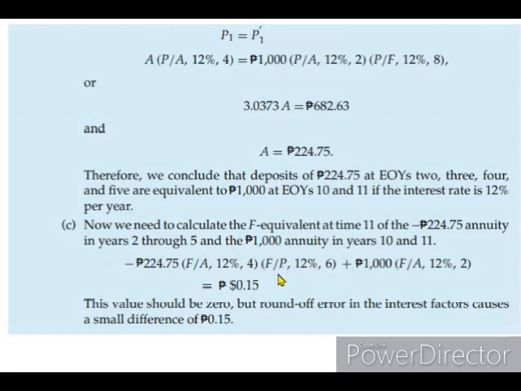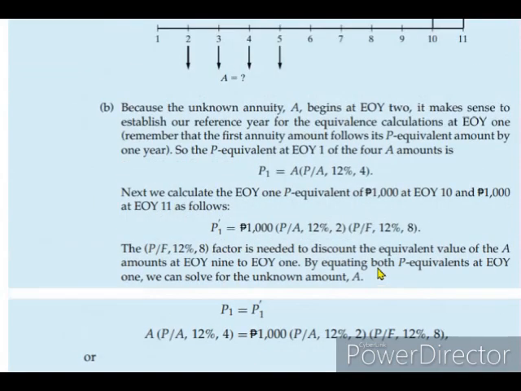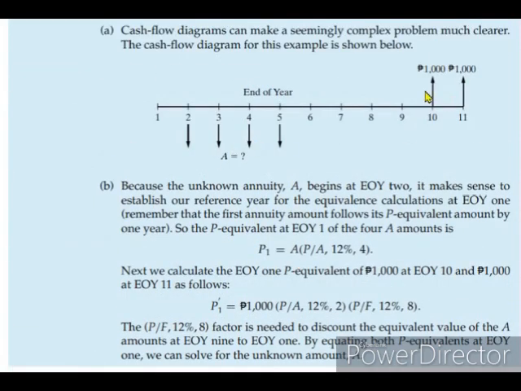Kasi, hanapin din natin yung future amount niya given P. Okay? Kaya nga pinagdikit sila. Ayun, pinagdikit. Plus, pa-plus natin ngayon yung future amount naman nito given yung annuity na ito. Kasi, mapapansin nyo, dalawa yung annuity natin. May annuity tayo dito, tapos may annuity tayo dito. Eh, pinapahanap yung lump sum.